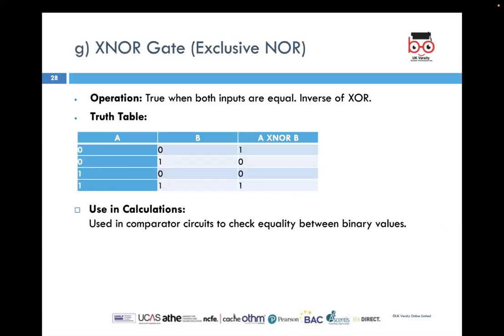The XNOR gate, the exclusive NOR gate, is true when both inputs are equal. This is the inverse of XOR, used in comparator circuits to check equality between binary values.